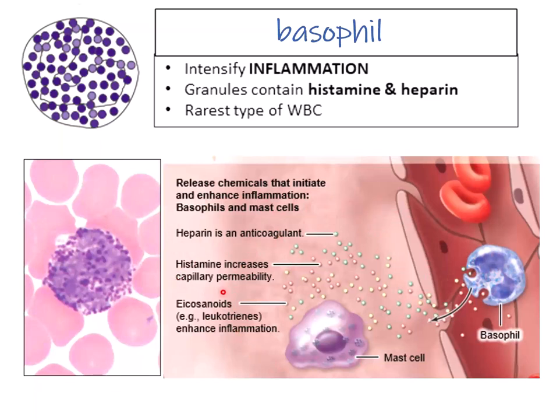Histamine also increases capillary permeability. So think leakiness. This is why we get swelling in areas of infection or injury. And then eicosanoids, these are communicating molecules derived from arachidonic acid. So leukotrienes, they too enhance inflammation. And so this is part of our innate immune response to injury and to infection.